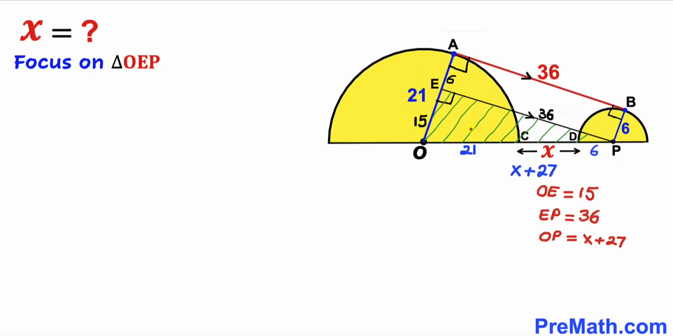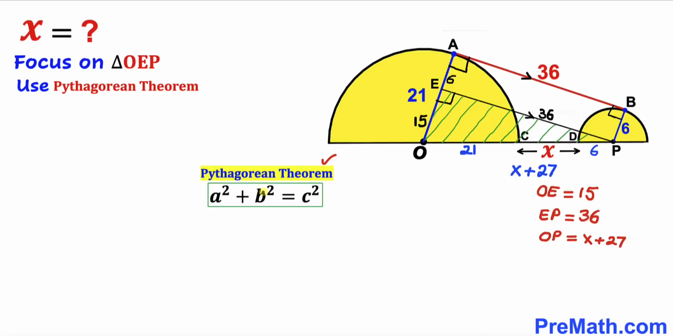And here's our next step. Let's focus on this triangle OEP. We know its side lengths are OE equals 15, EP is 36, and finally this length OP is x plus 27. And since this is a right triangle, we are going to use the Pythagorean theorem to find out the value of x. And here's our Pythagorean theorem: a squared plus b squared equals c squared. Let me go ahead and call this our longest side C. I'm going to call this side A and this side B.